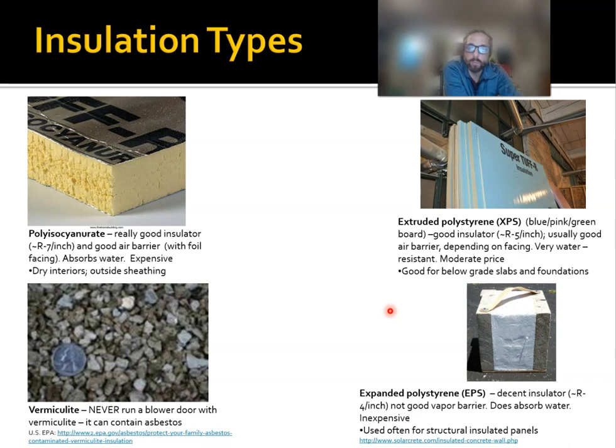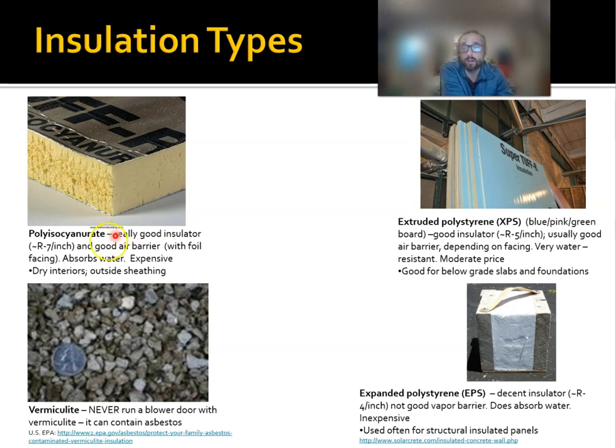Right, so some foam board types and then vermiculite. So the major foam board types, we have polyisocyanurate, big fancy word there. Most of the time, people just call it polyiso. You can see here we have a foil facing on this foamy type of inside. This foam, this is the polyiso.